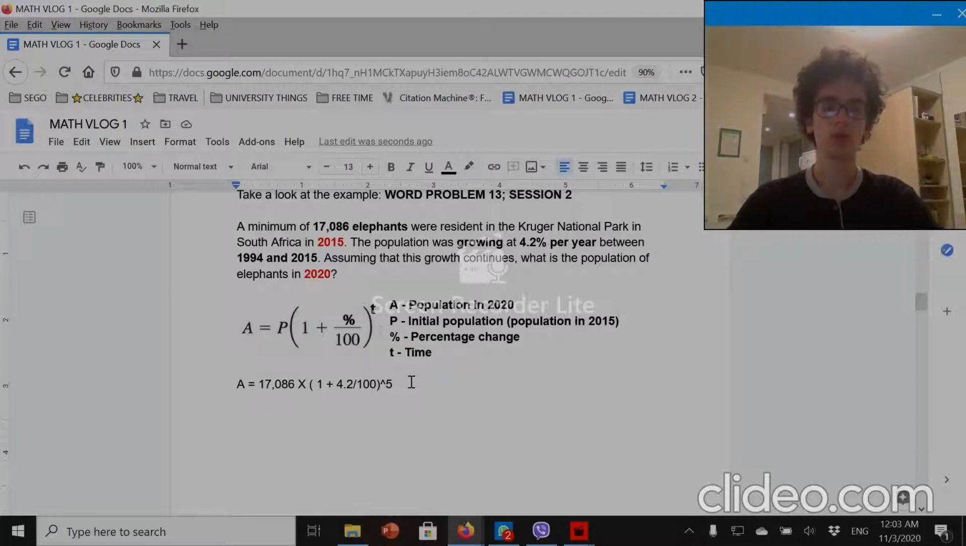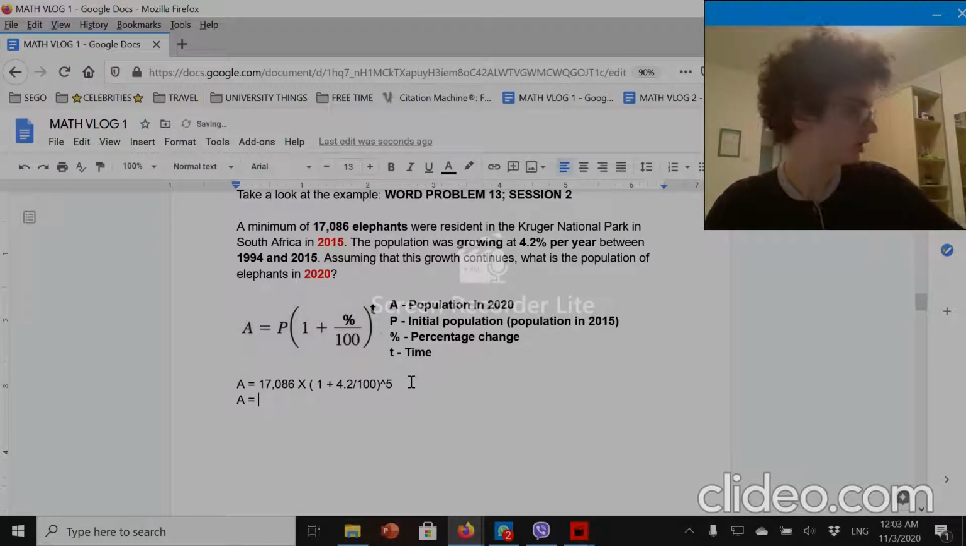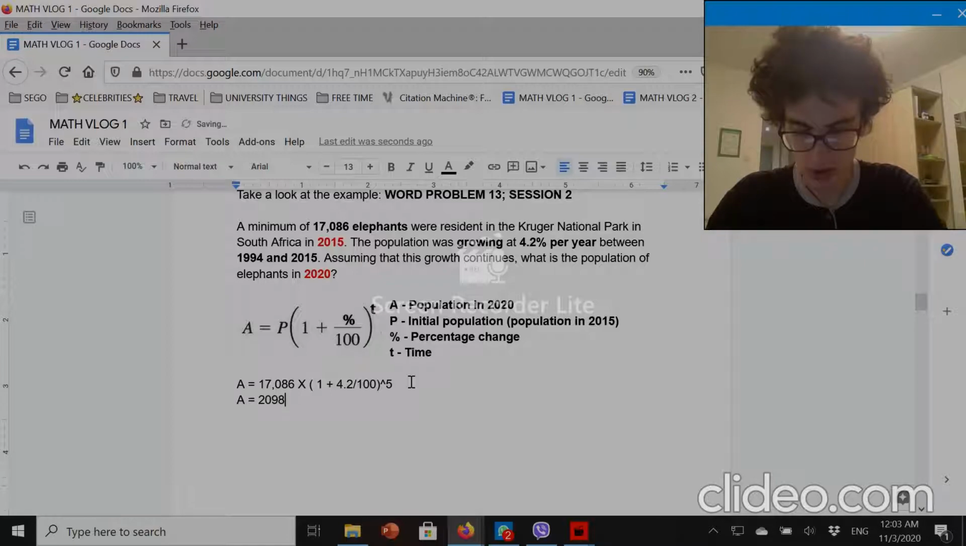And now when we have all written down, we can just simply solve this equation. So what would we write? I'm gonna use my calculator, just to make life easier. So just plug everything into the calculator. So 17,086 times (1 plus 4.2 divided by 100) to the power of 5. And I get the answer something like 20,000.4.